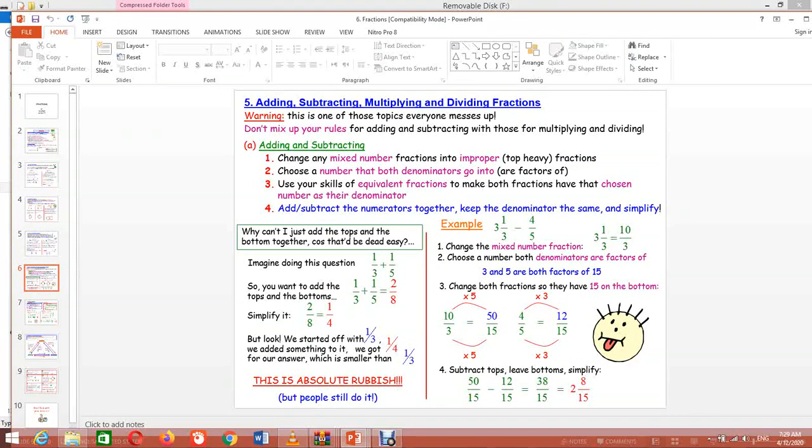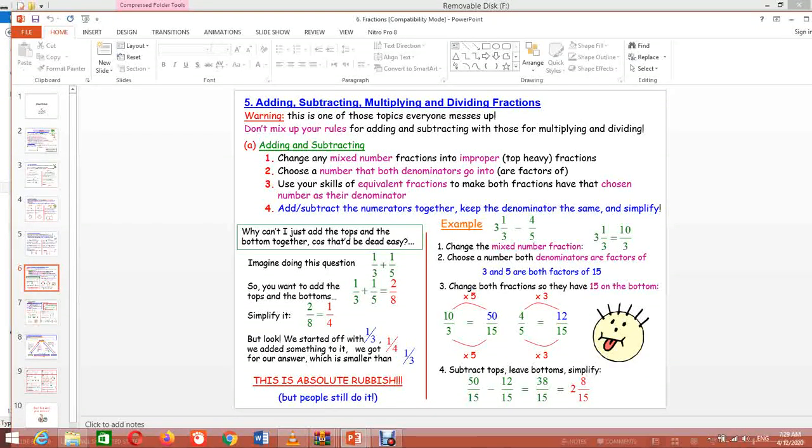5. Adding, subtracting, multiplying and dividing fractions. Don't mix up your rules for adding and subtracting with those for multiplication and division. Let's look at adding and subtracting.